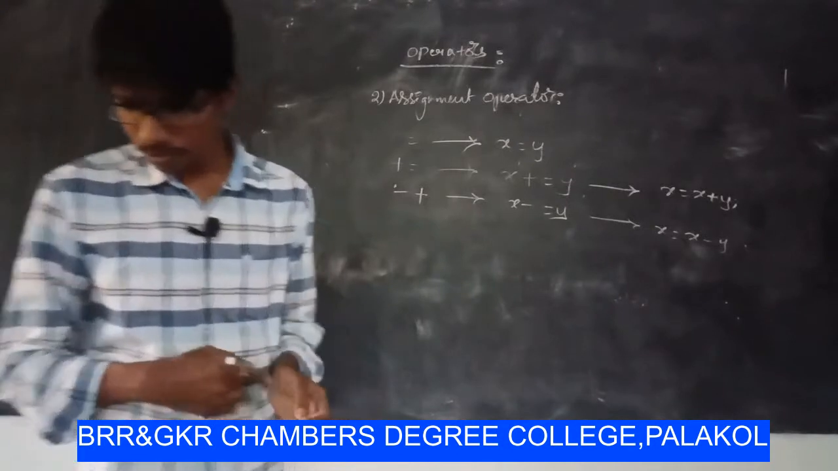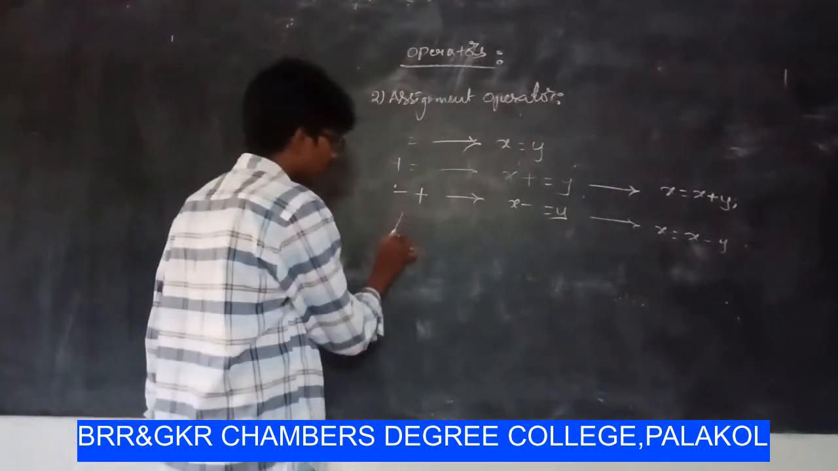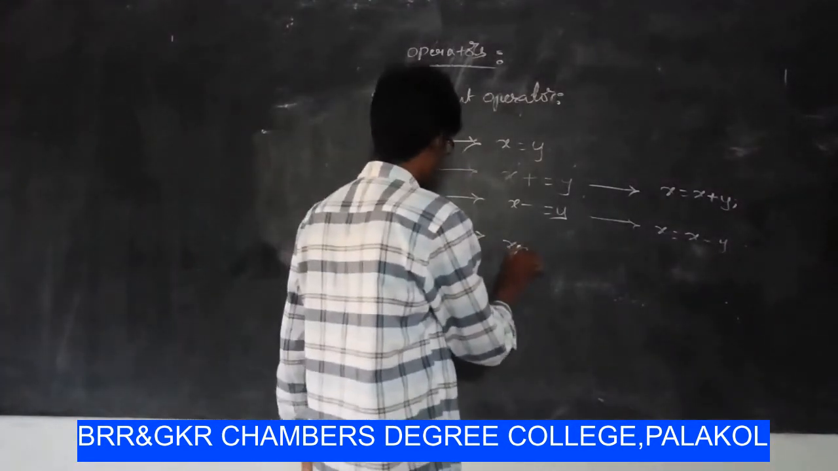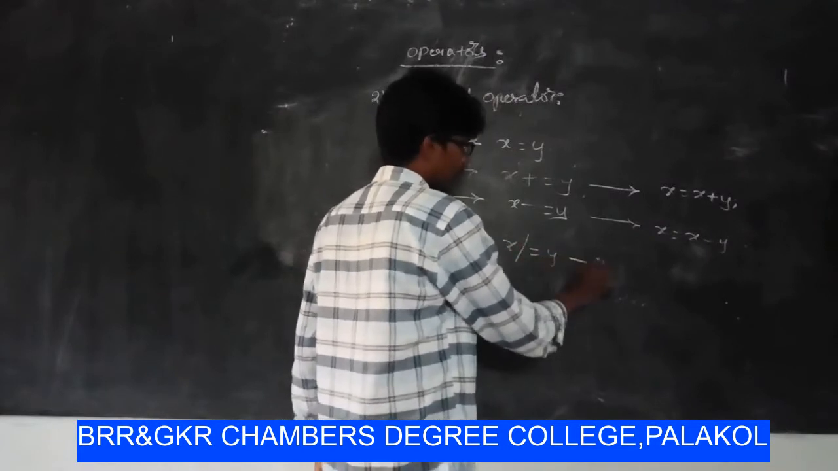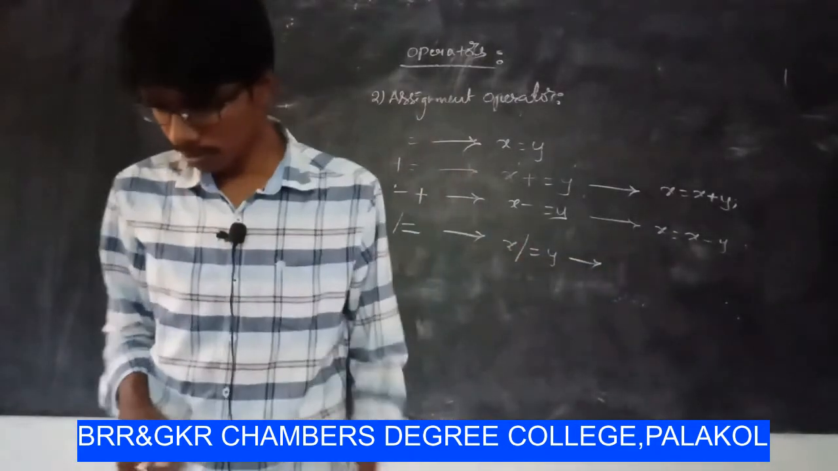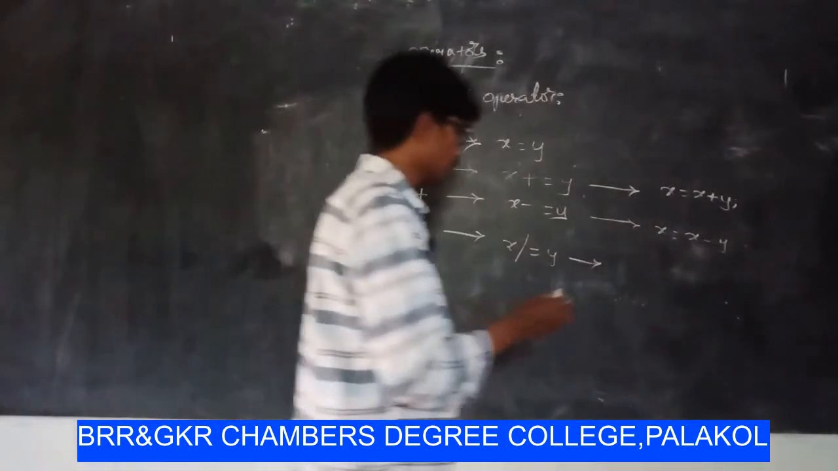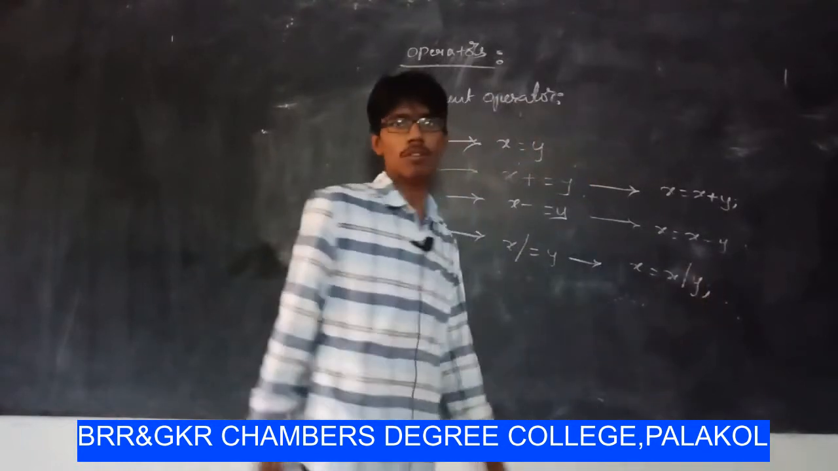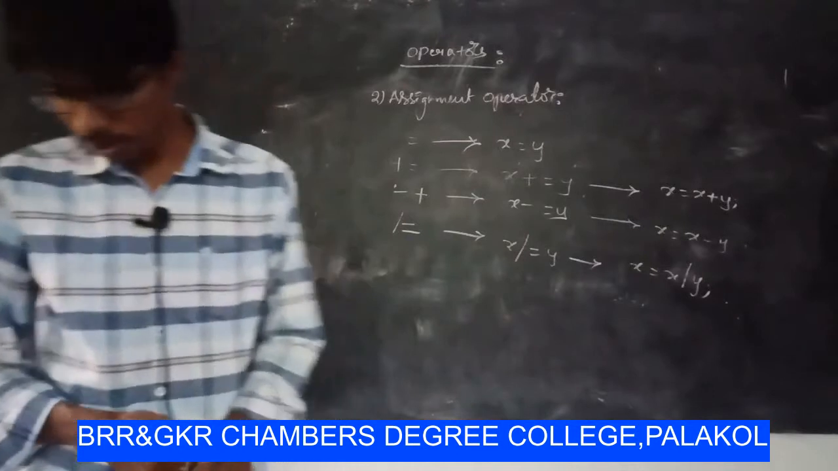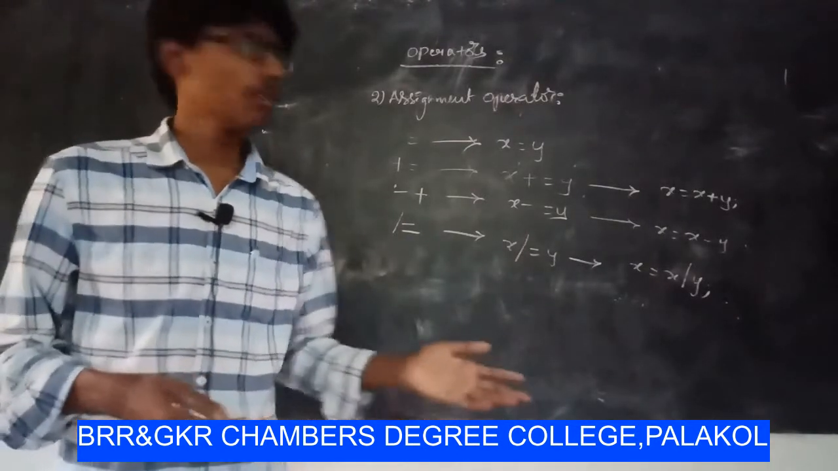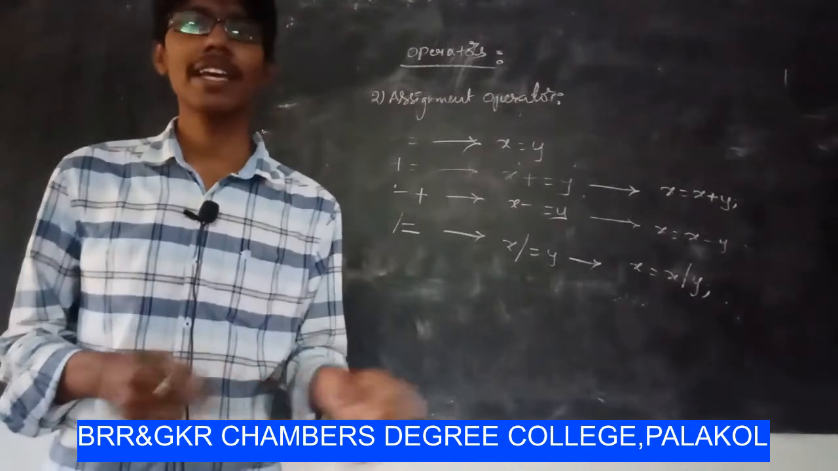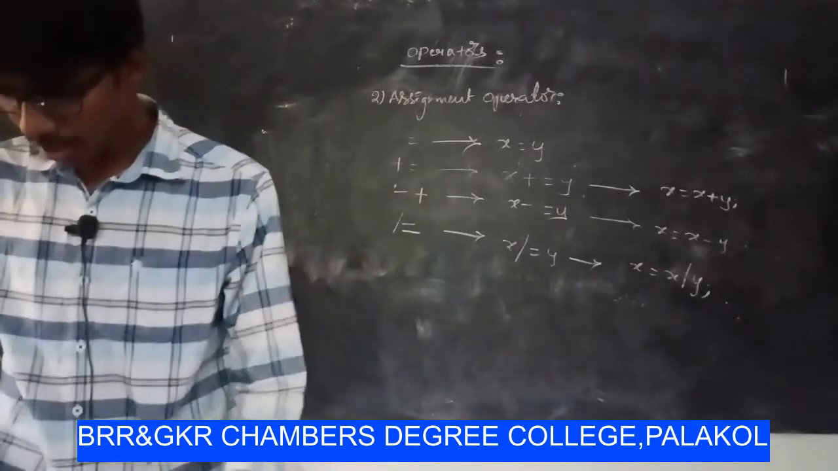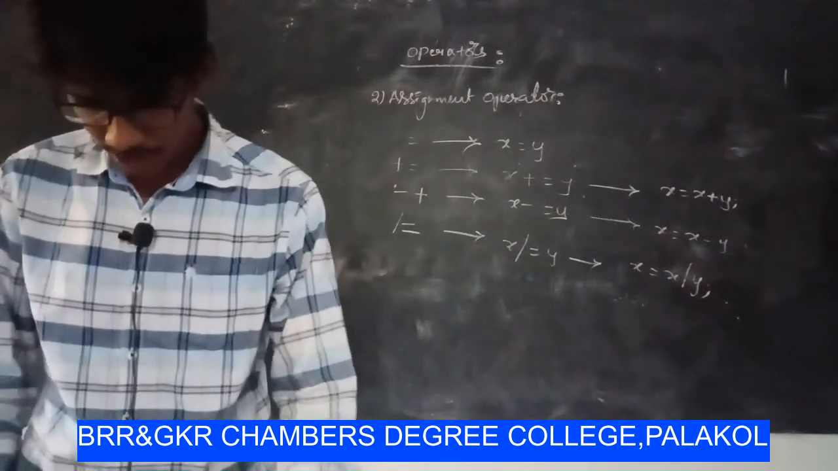Coming to the next one, divided by equal to, that is x divided by equal to y, which means x is equal to x divided by y. These are the different assignment operators available. By implementing them practically, you can see the difference between them. Coming to the next one, relational operators.